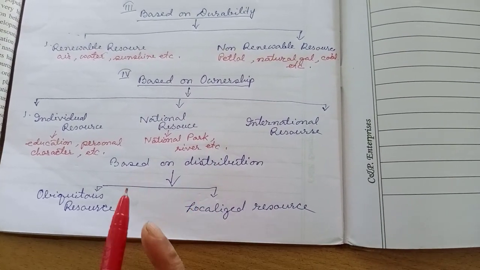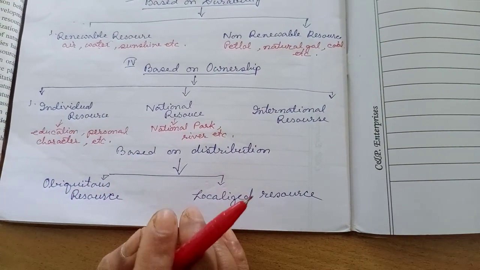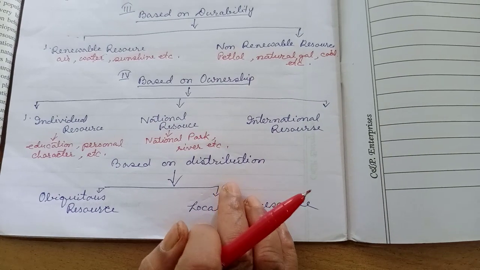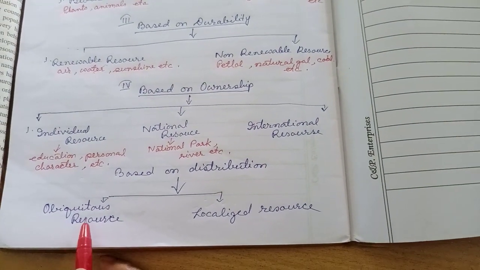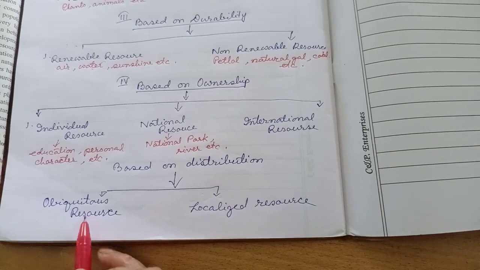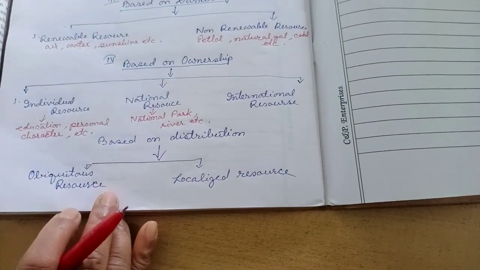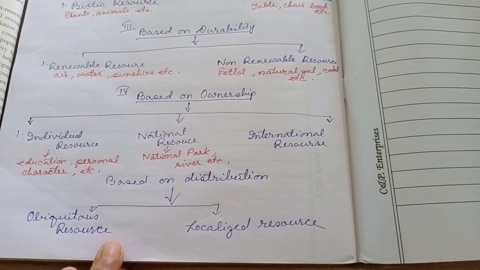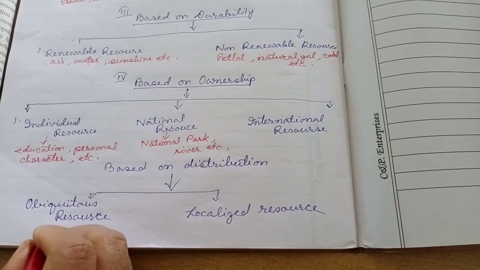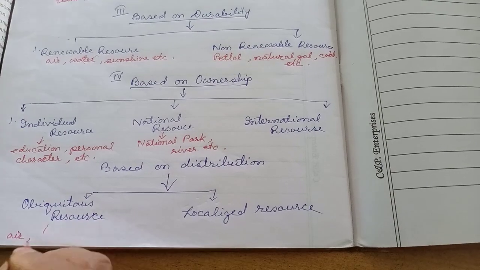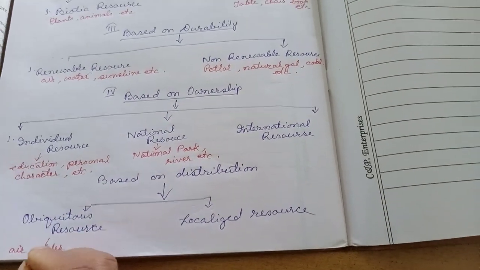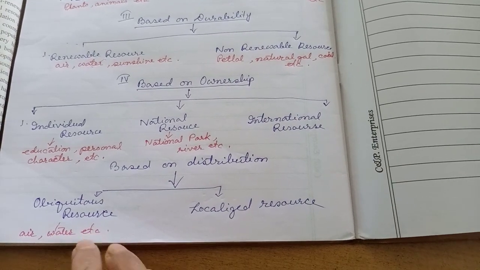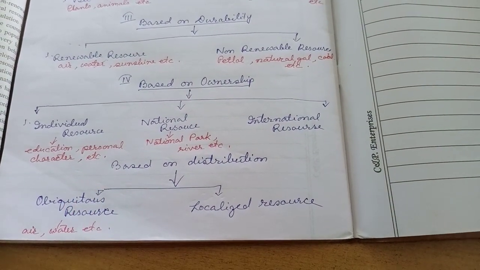Now, natural resources are distributed throughout the whole world. Based on distribution, natural resources can be divided into two parts: ubiquitous resource and localized resource. Ubiquitous resources are those resources which are found everywhere in the world, for example, air, water, sunshine, etc. So these natural resources are called ubiquitous resource.